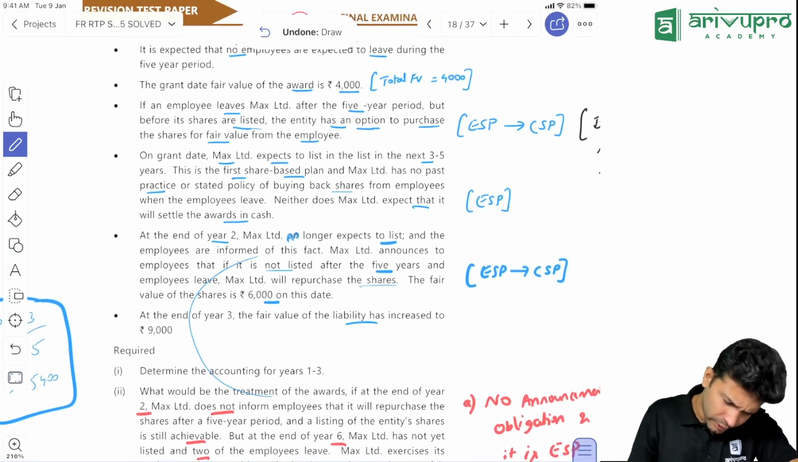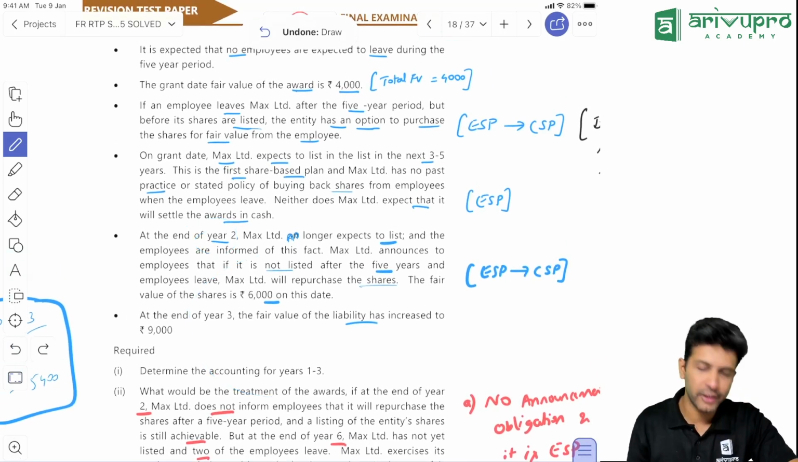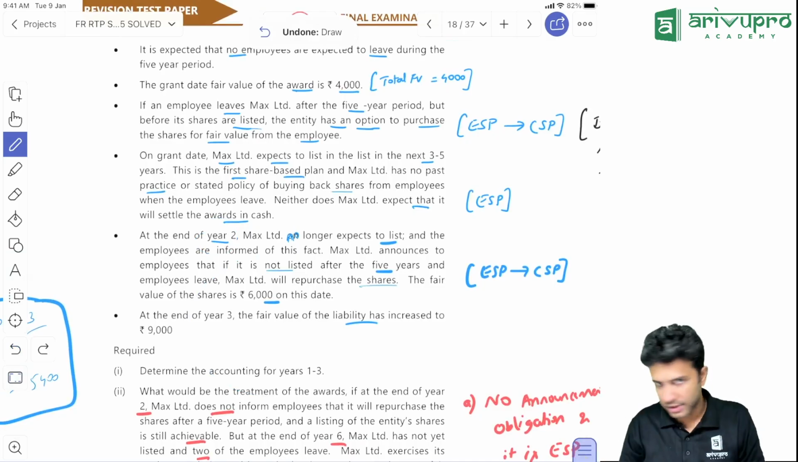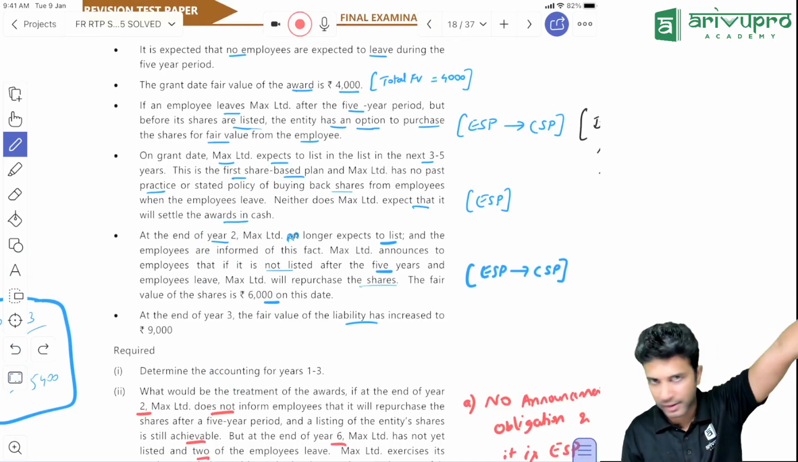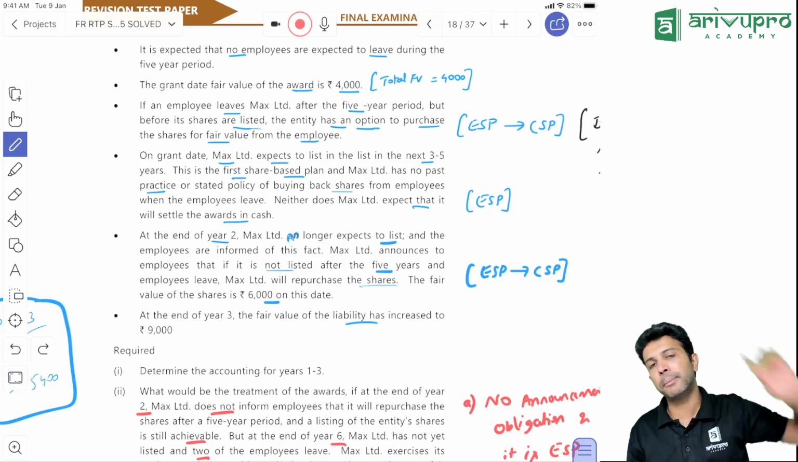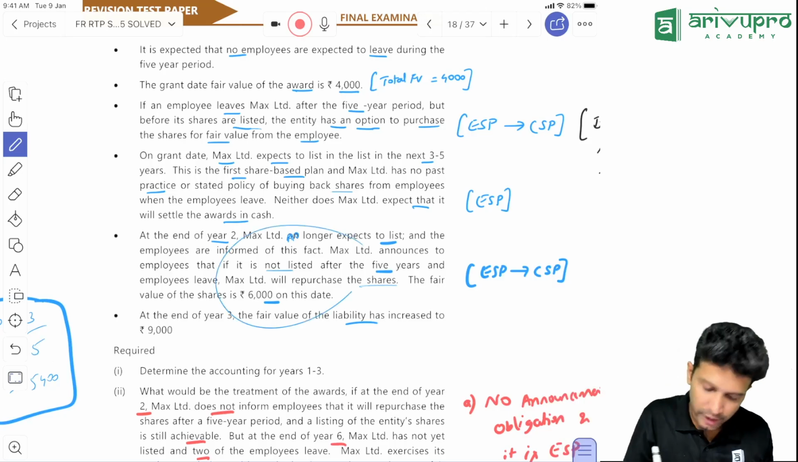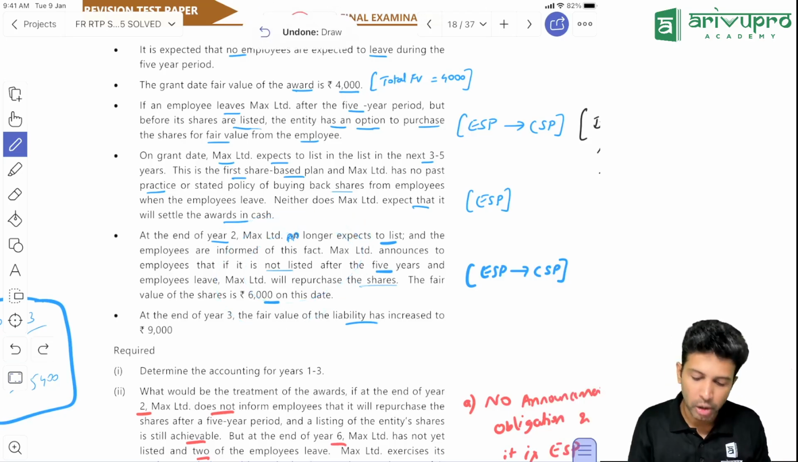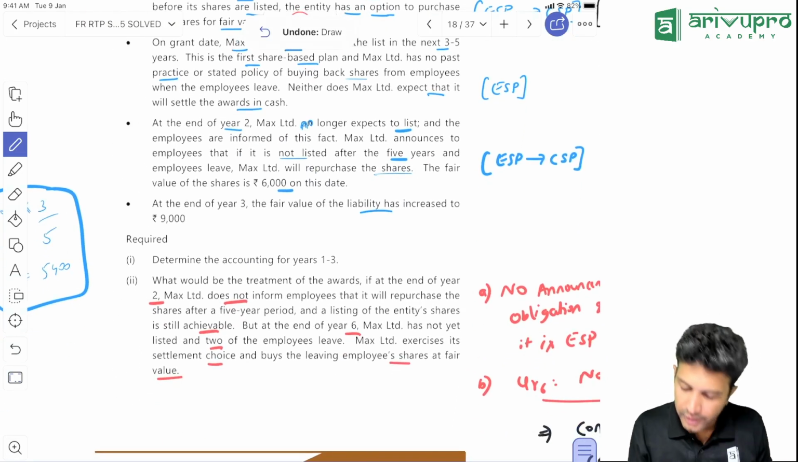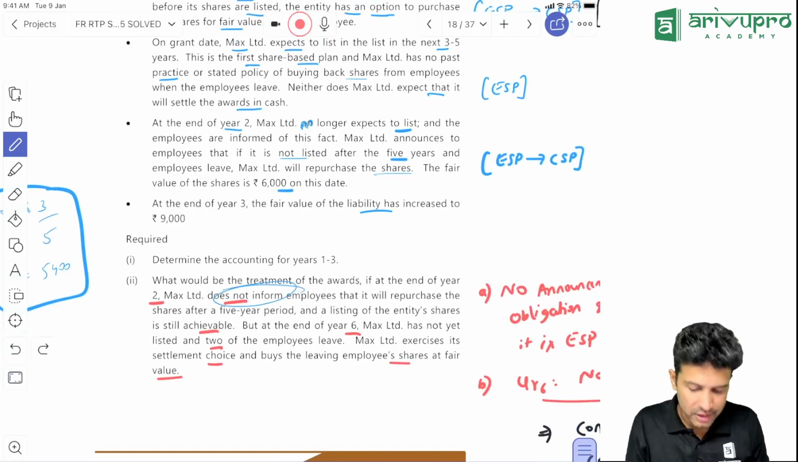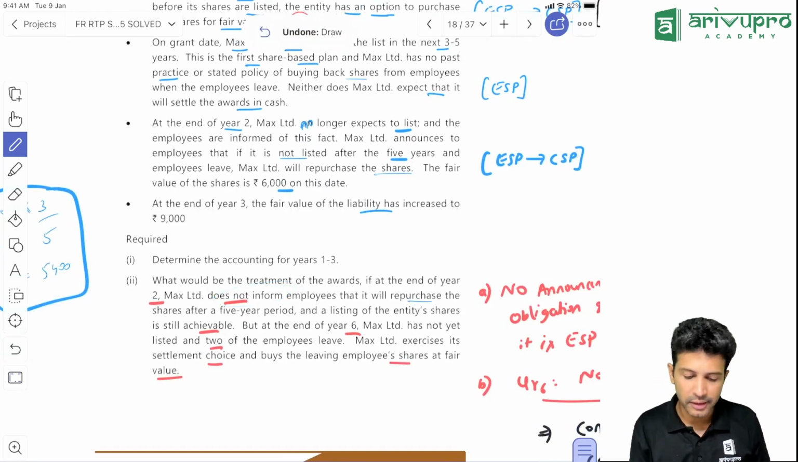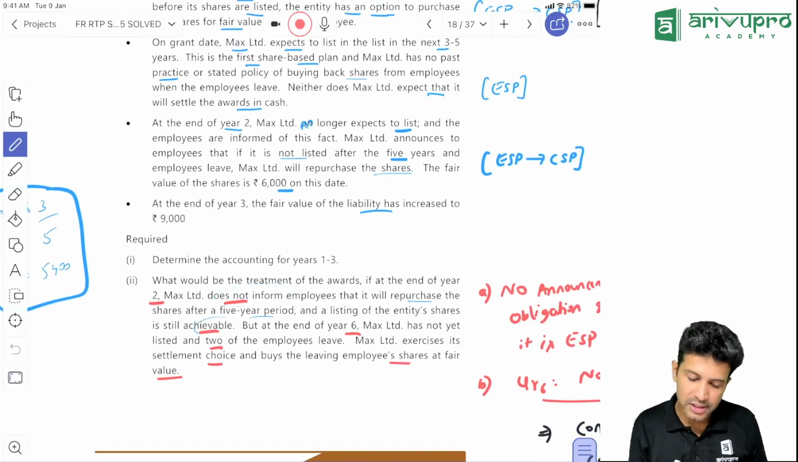So previously what they told, when you came to second year, the company is telling we will not get the shares listed, and this fact we told our employee. And we also told our employee, if you leave after taking the shares, I will buy back your shares. That is what we had told. Now this portion they are modifying. Now they are saying in second year Max does not inform the employee that it will repurchase the shares after 5 years, and the listing is also possible.